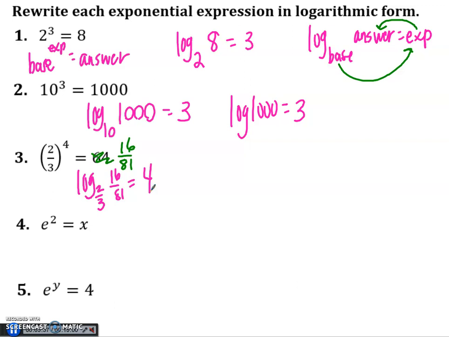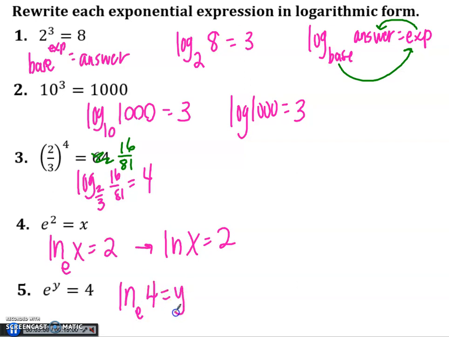Okay, e's. Now you see your base is e, and you're like, e, that's weird. Okay, it's natural log. Your base is e. I'm not going to write it, or you can write it just so you can get in the habit of it, is equal to 2, and then you would rewrite it and say natural log of x is equal to 2. This guy's going to be e to the 4 is equal to y, so I'm going to rewrite this and say natural log of y is equal to 4.